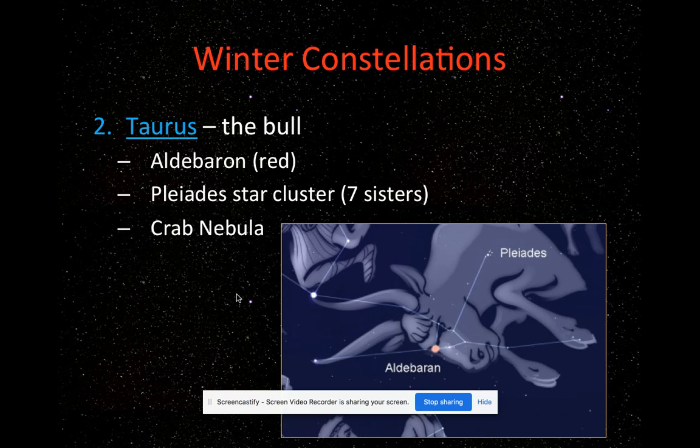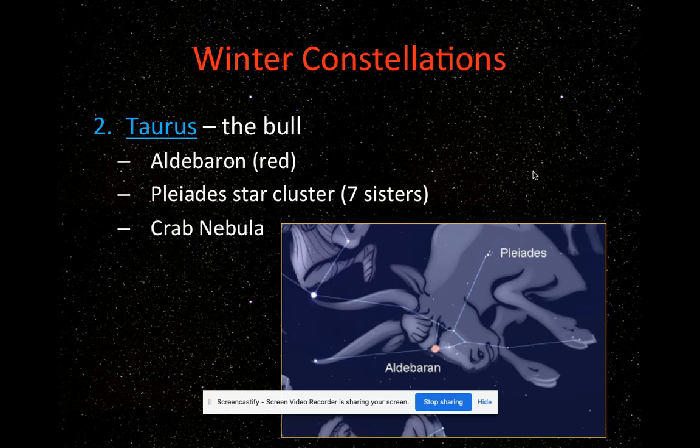Next is Taurus the Bull, another wintertime constellation, also still visible in the night sky. So this one has Aldebaran, which is a red star. It's called the Eye of the Bull. You can see the star very easily. And it also has Pleiades, which is going to be, the nickname is the Seven Sisters.